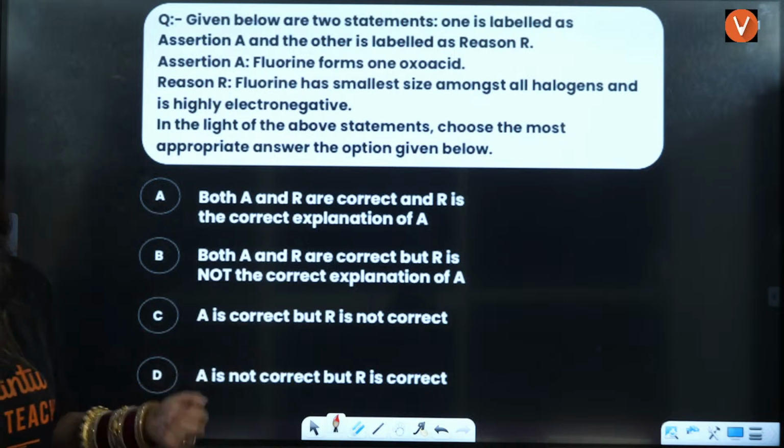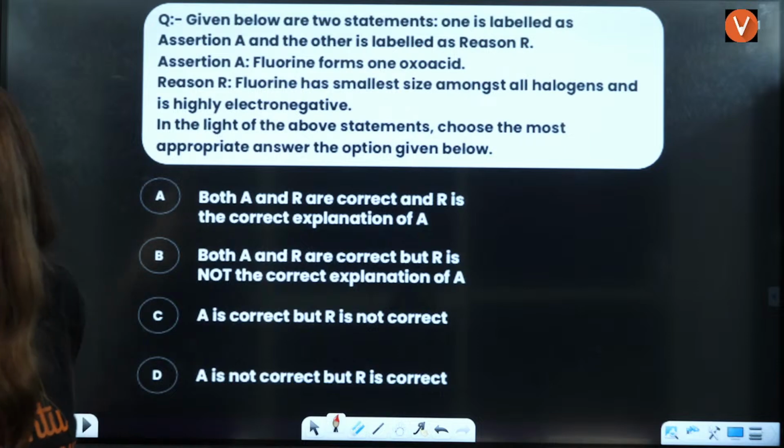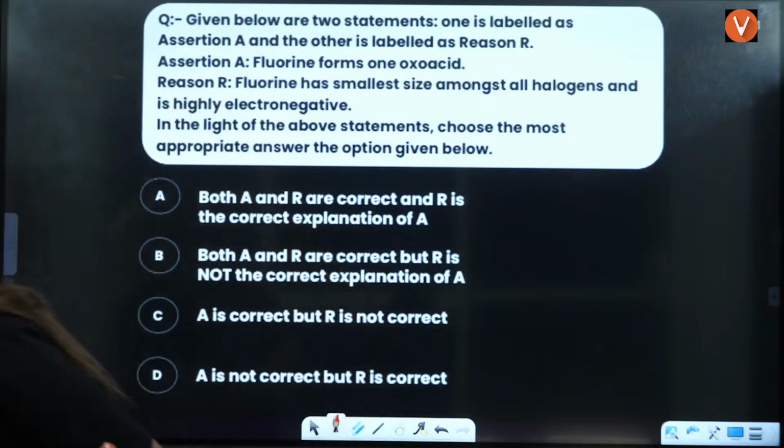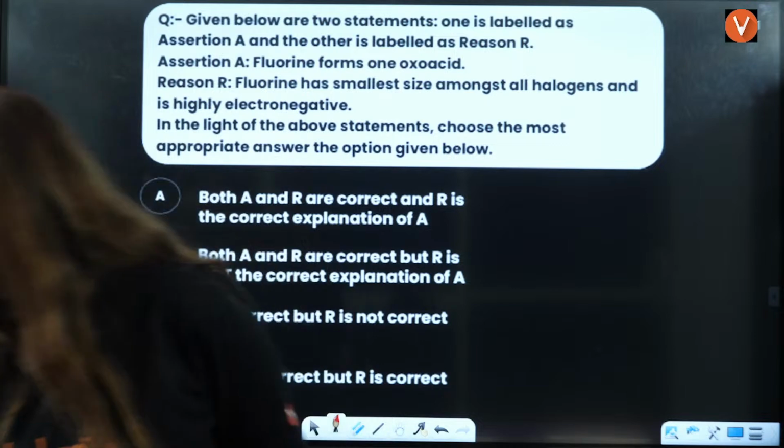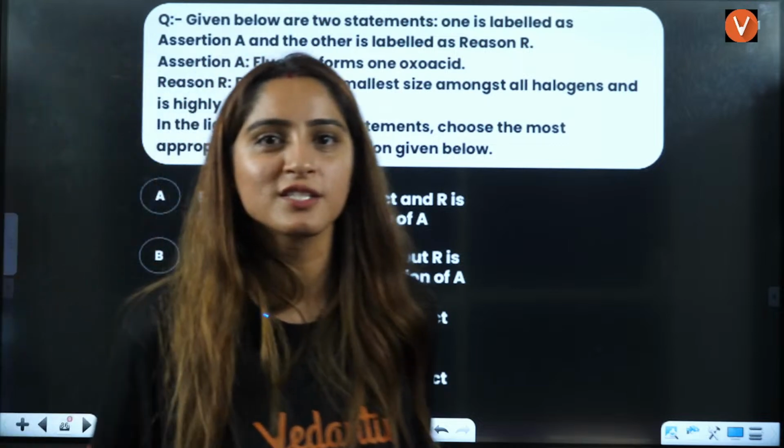Arey yaar, it is a live class. It is a live class, Power Studios, right?